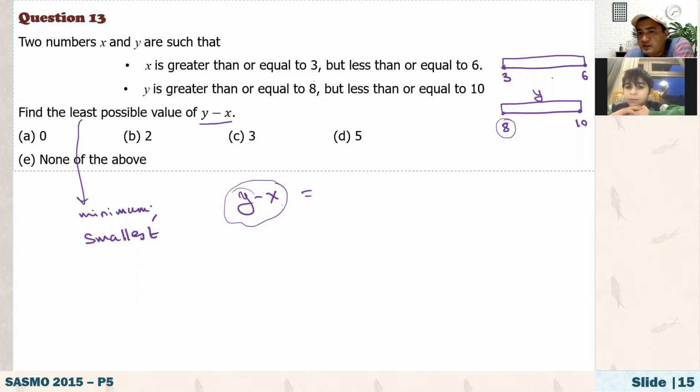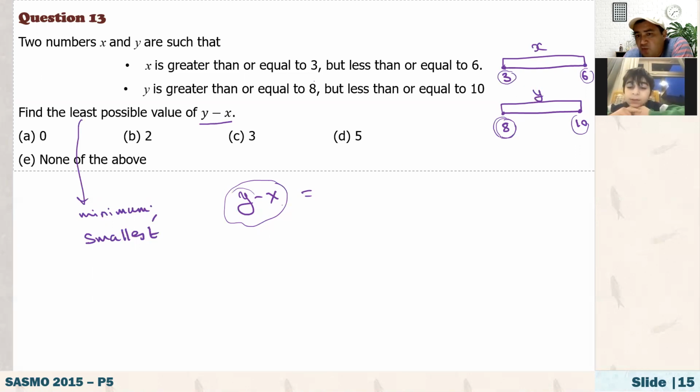This is y, and this one is x. The smallest value of y is 8. The biggest value of y is 10. It can be any number between 8 and 10. For x, the smallest value of x is 3, and the biggest value is 6.